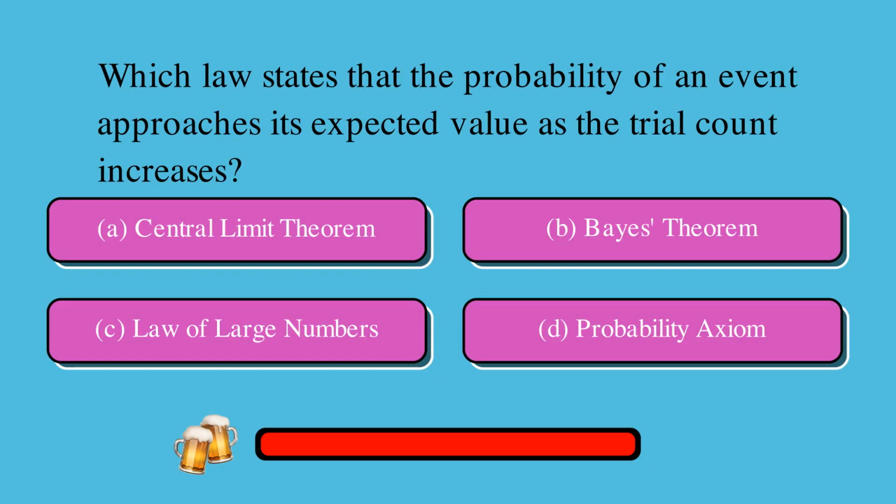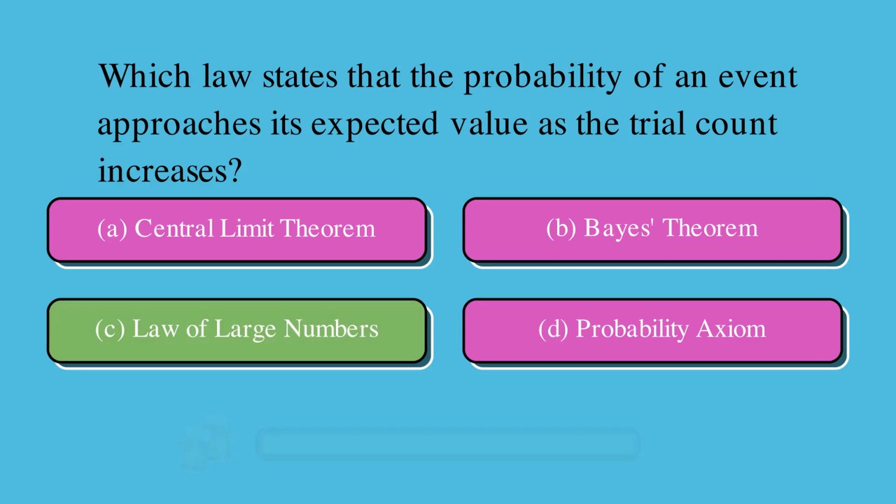Which law states that the probability of an event approaches its expected value as the trial count increases? Is it A, central limit theorem, B, Bayes' theorem, C, law of large numbers, or D, probability axiom? The correct answer is C, law of large numbers.